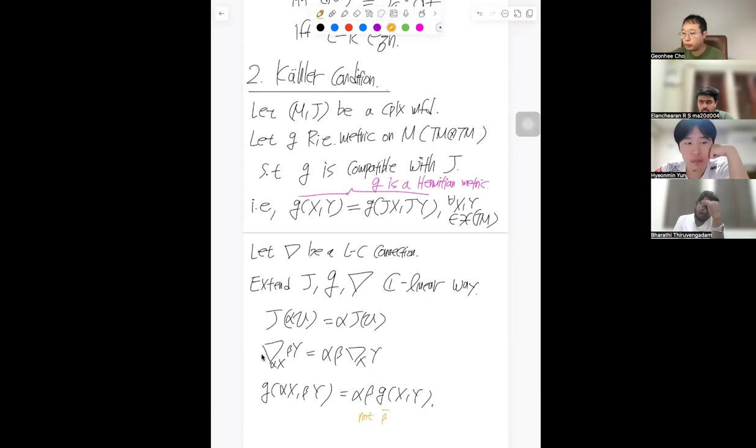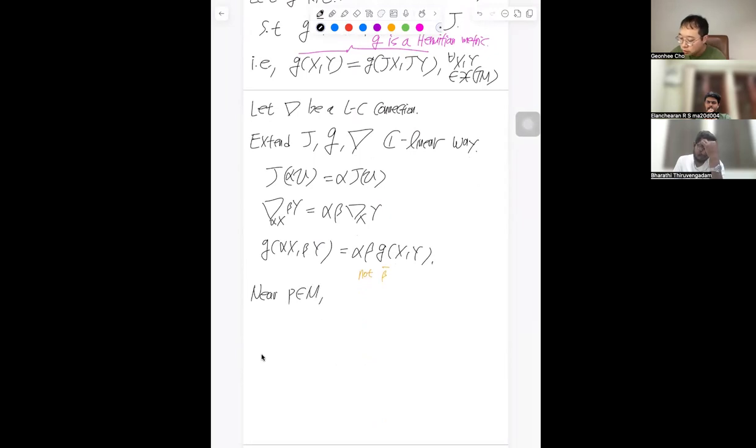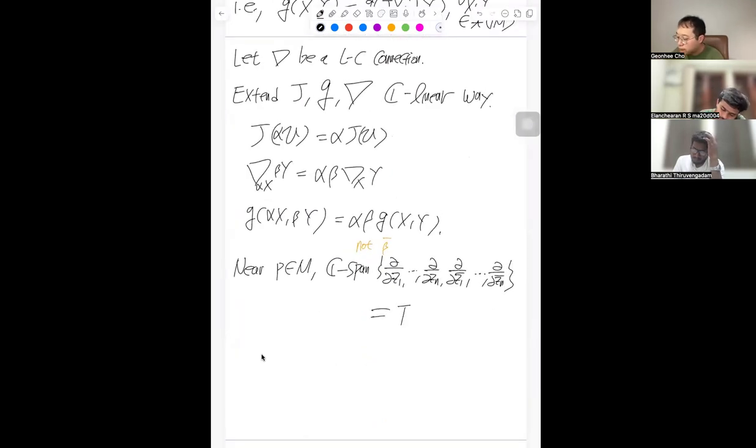Some special real Riemannian manifold. Then what you can now see is the following. Let us choose, near a point P, the C-span of the d/dz_1 to d/dz_n and d/dz_1 bar to d/dz_n bar. So this just creates the complexified tangent bundle. Not just the 1,0 part and also the 0,1 part, we take the direct sum together, because we also have the complex conjugate part as well.